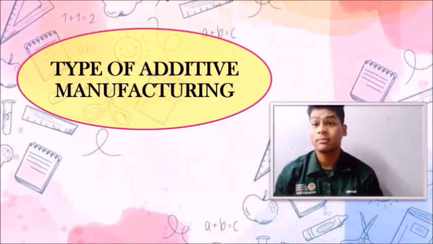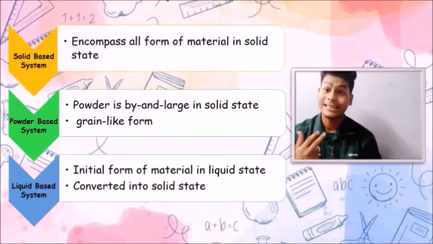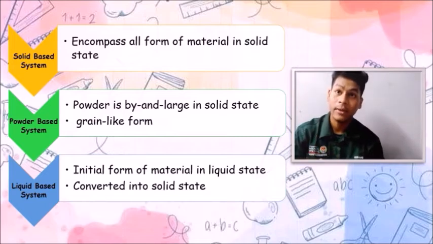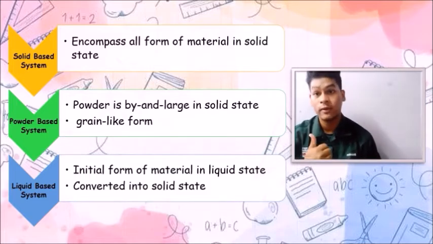So we go to the next part, about the types of additive manufacturing. There are 3 types of additive manufacturing. The first is the solid-based system. The second one is the powder-based system. And the third one is the liquid-based system. So we go to the first one.